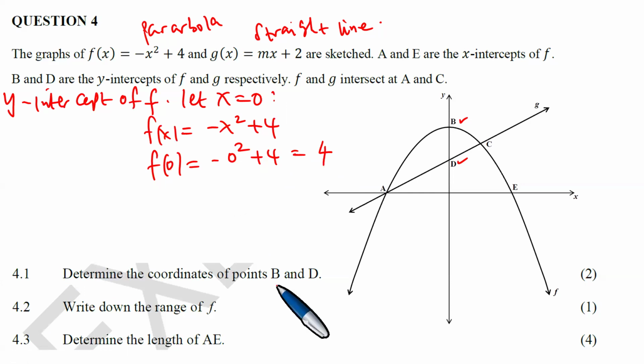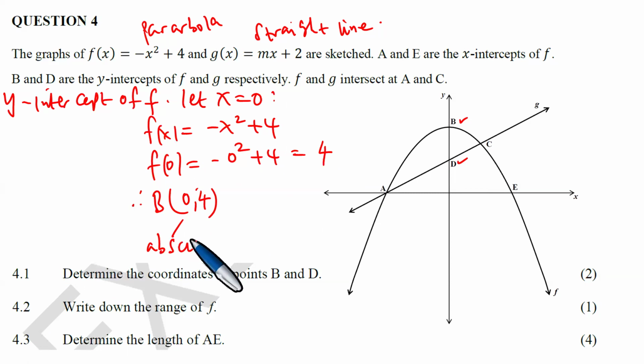Okay, you need to determine the coordinates of the point B. So now B has the coordinates, the abscissa and the ordinate. So the x is 0 and the y is 4. Now this 0 is called the abscissa, and the 4 is called the ordinate. Okay, we're good. Right, so this is to do with the B.